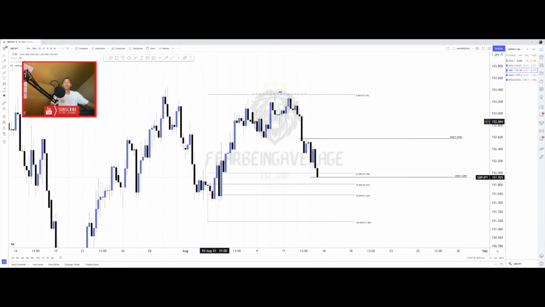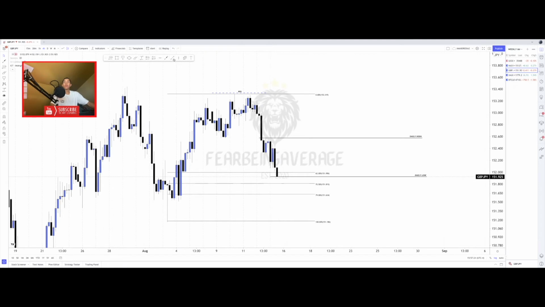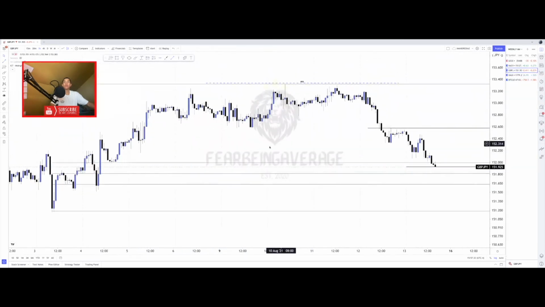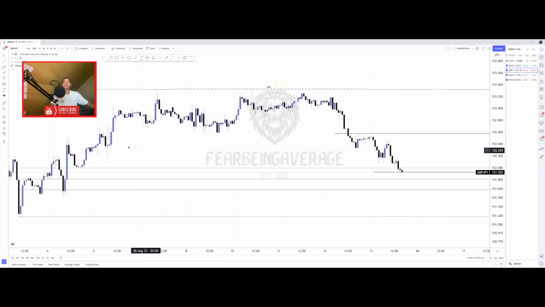So now that we know that, we have a major 4-hour order block in this area, but we're going to refine it and just go down to the 1-hour time frame to potentially look for an area of more probability. And like I said right here, this is a smaller order block in confluence with these other levels.